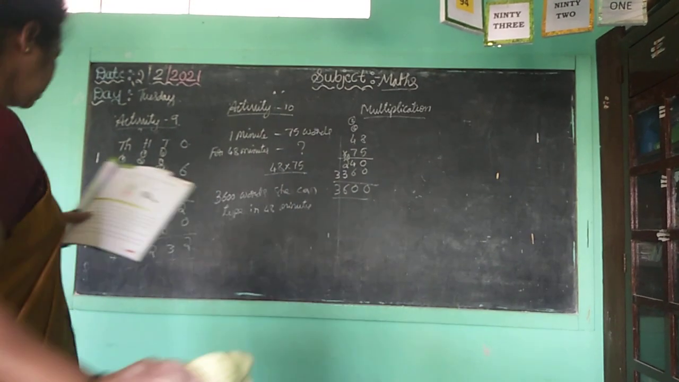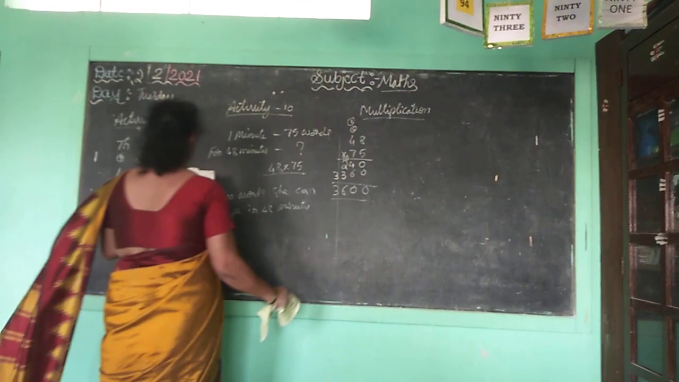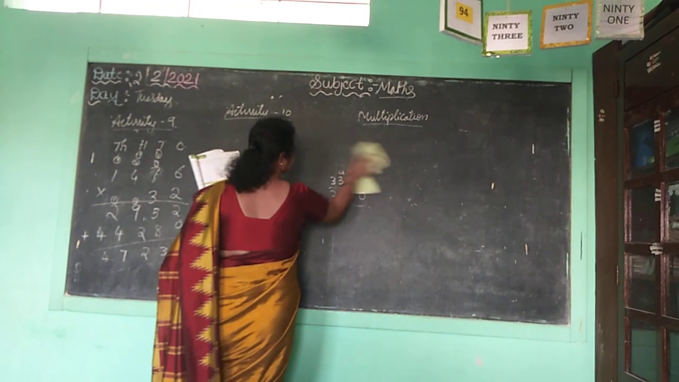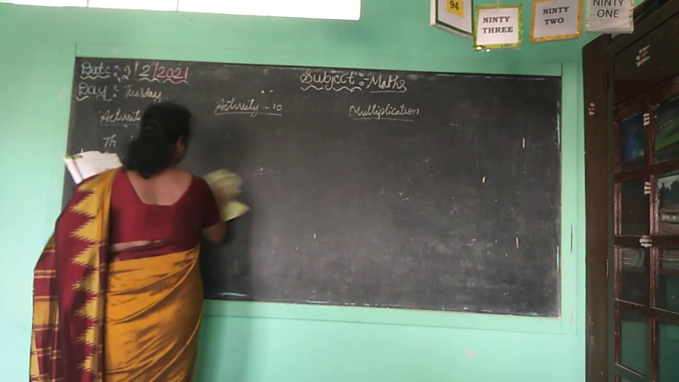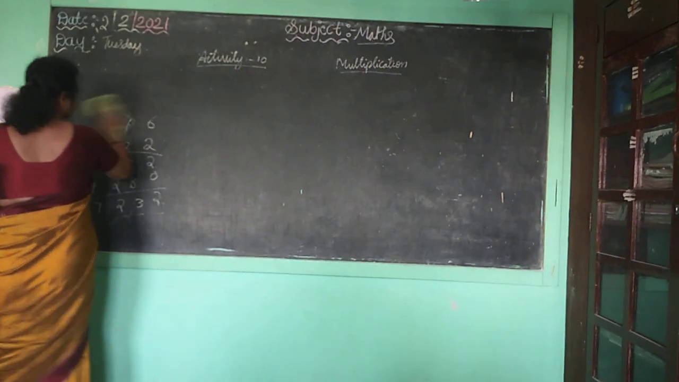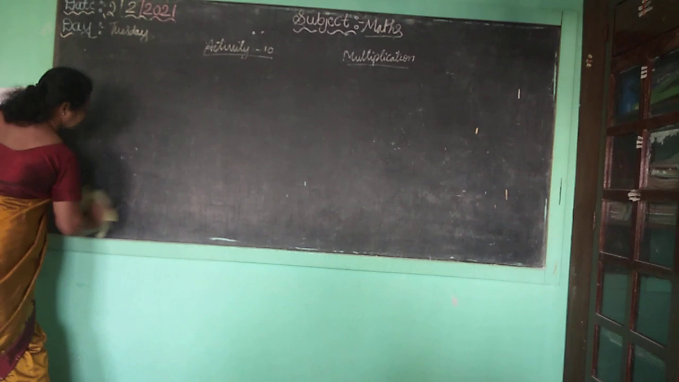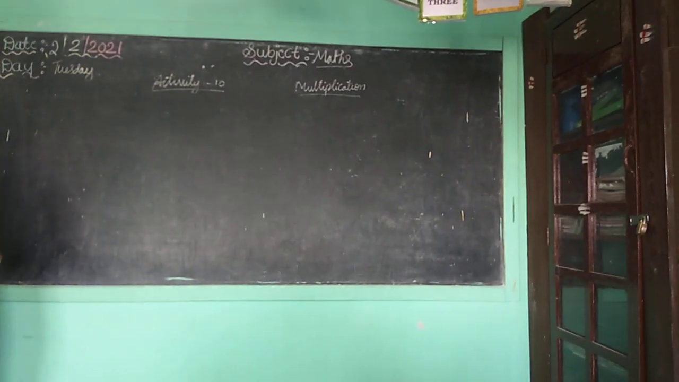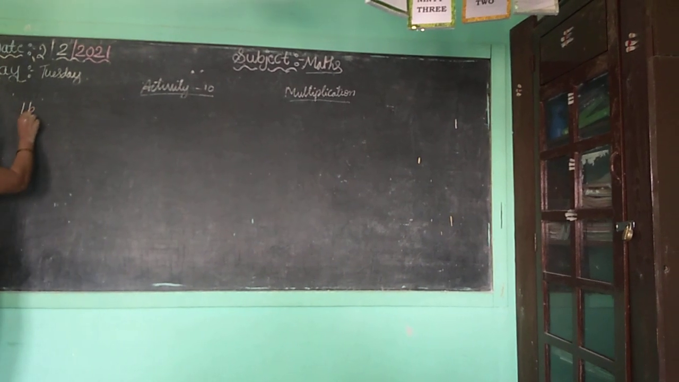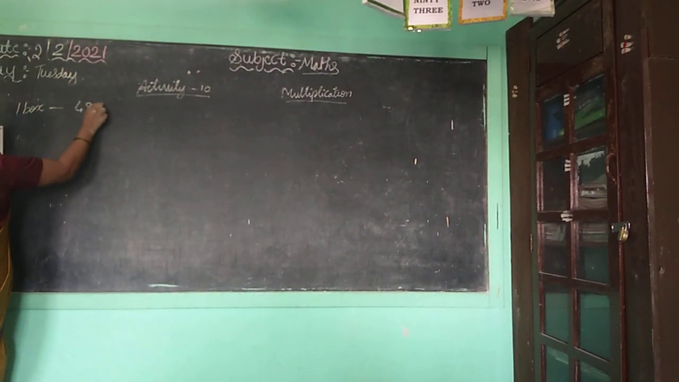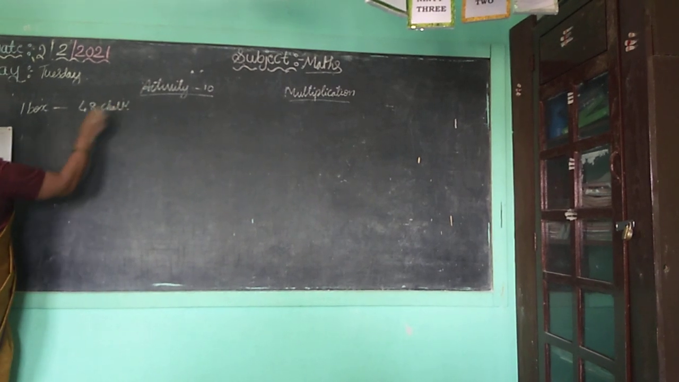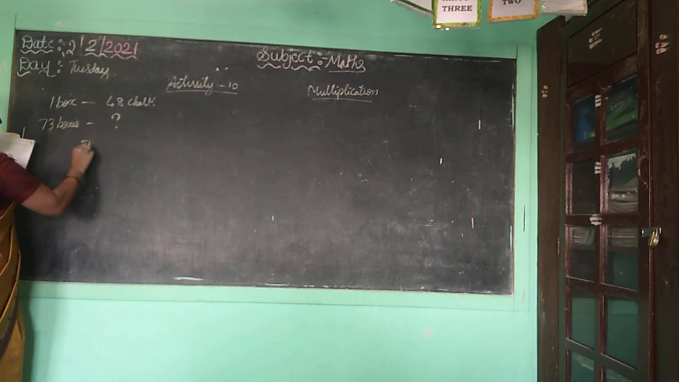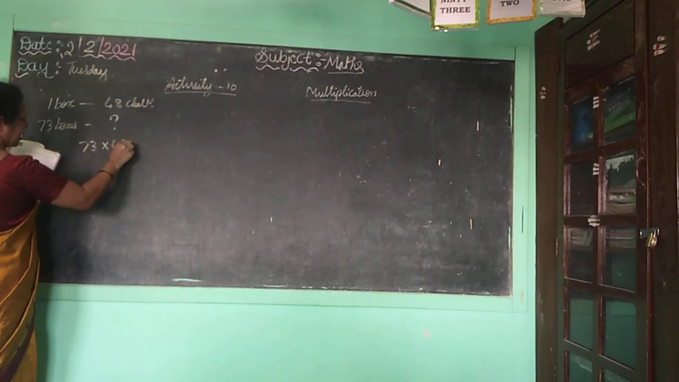So, second one, children. A box contains 48 chopsticks. How many chopsticks are there in 73 such boxes? A box contains how much? One box contains how much? 48 chopsticks. Okay. So 73 such boxes, how much? So 73 into 48.